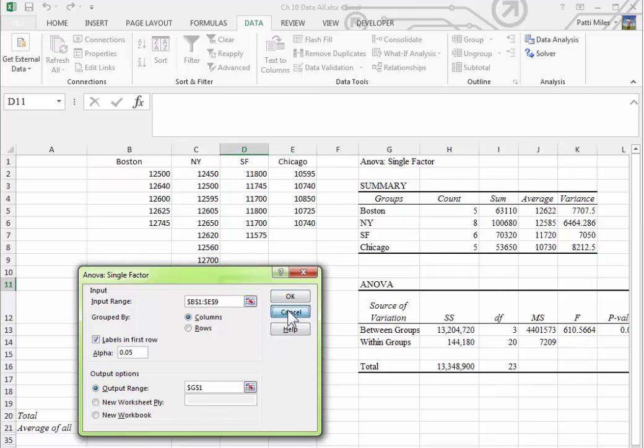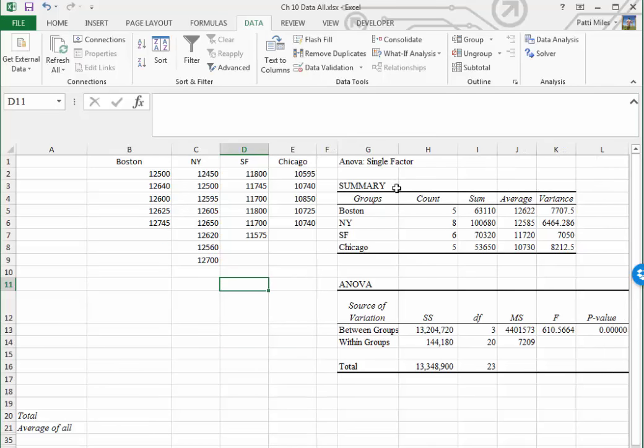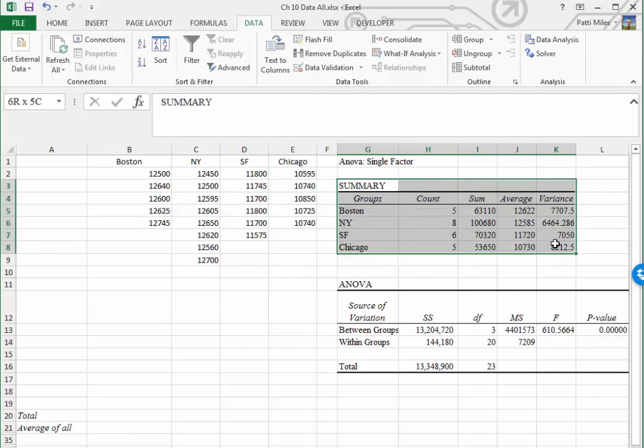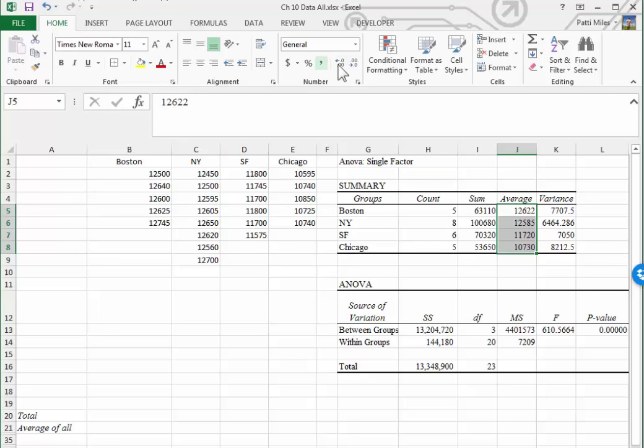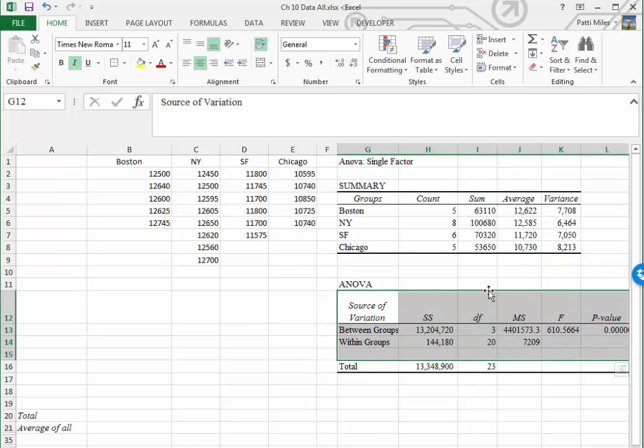So I hit OK. I'm not going to, because I just had done this, but you notice that we get a summary of each of the groups, right? It gives us the sum, it gives us the average, which is very useful. And then it also gives us the variance, which of course we could easily calculate the standard deviation from if we wanted to, because we needed that.